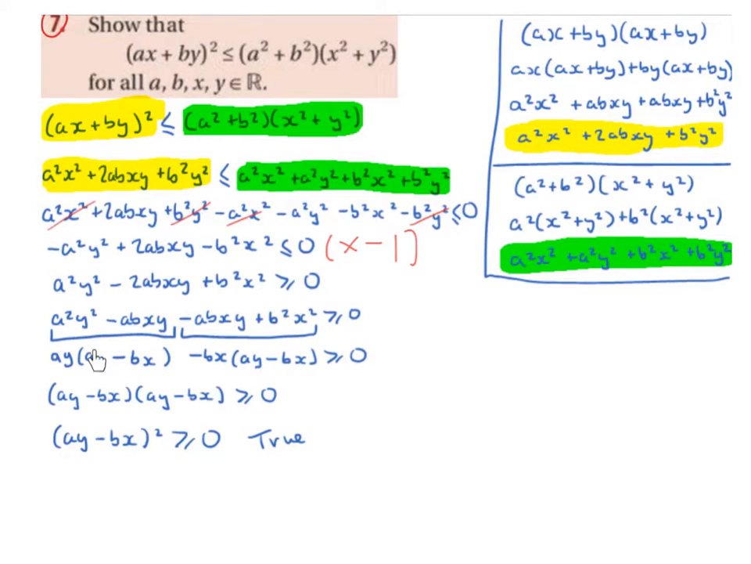Now I notice I have (ay − bx) inside of both sets of brackets. So (ay − bx) is going to be one of my factors. Then I bring down the ay and the minus bx, and that's my other factor. I notice I have the same thing in both brackets, so it's going to be (ay − bx)², and that's all greater or equal to 0, which is true, because anything squared is greater or equal to 0. And since this is true, this must also be true.